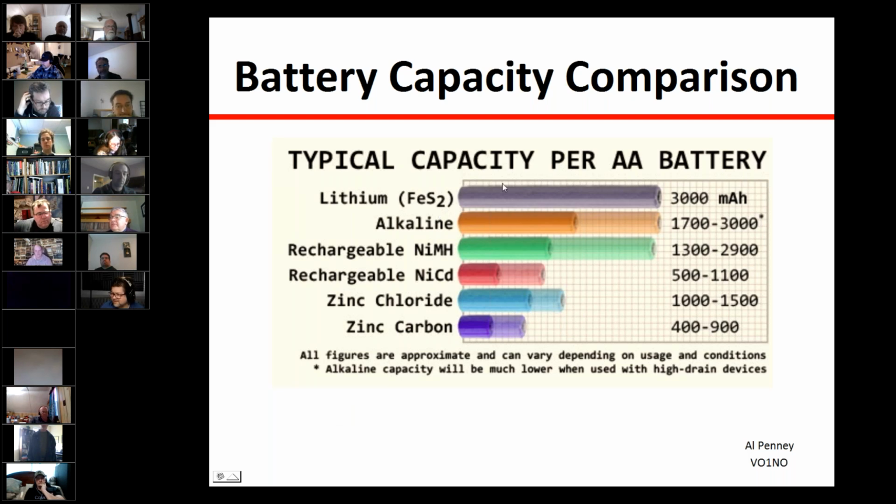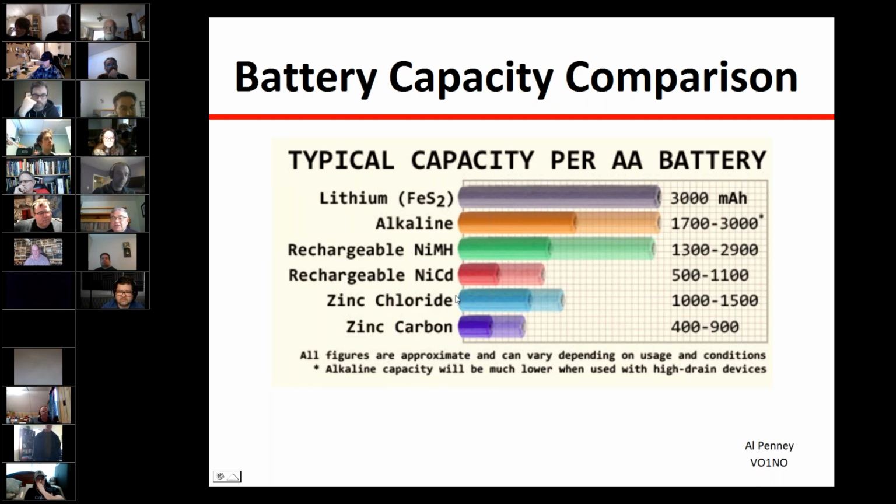So you can see a lithium and alkaline have lots of capacity. Rechargeable nickel metal hydride has lots of capacity. The others, not so much. But the disadvantage of the alkaline is that you can't recharge them, whereas you can recharge the nickel metal hydride that you'd find in things like handy talkies, the walkie-talkies that hams use.